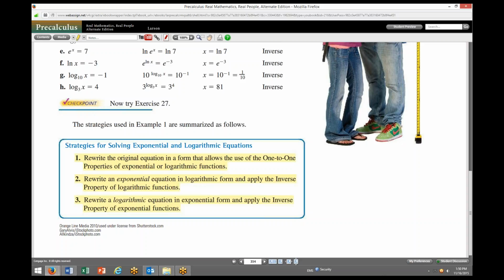Well, what I'm saying is just simply transform the equation, rewrite the equation into its corresponding form of the other type. So if it's exponential, transform it into a logarithmic form. If it's logarithmic, transform it into an exponential. So let's do some more examples.